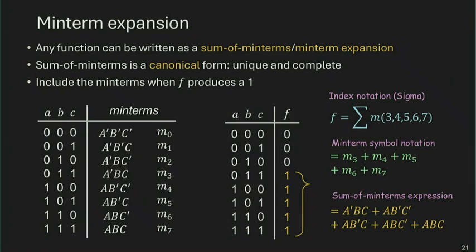Any questions about how we convert the truth table into a collection of minterms and then convert that into a Boolean expression?